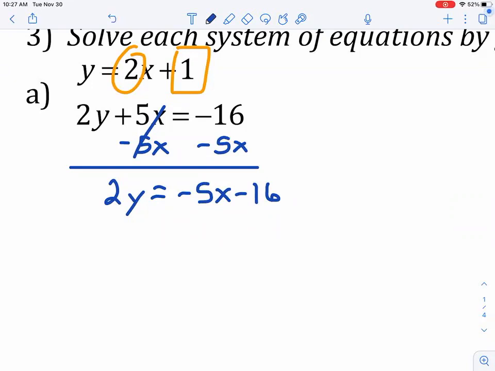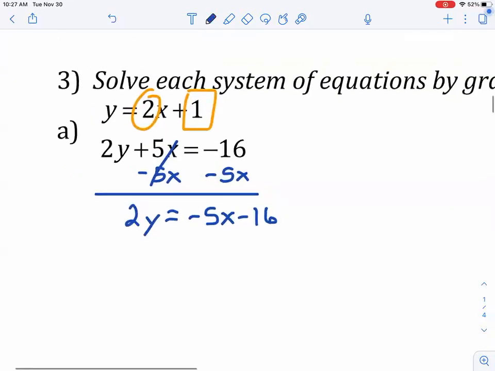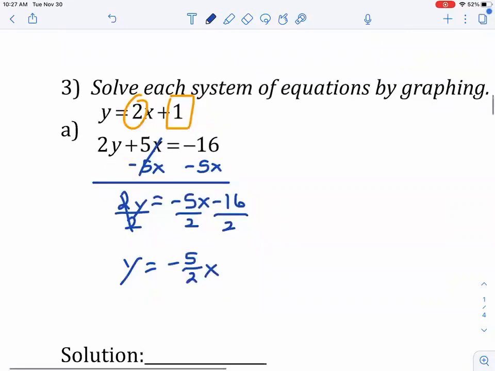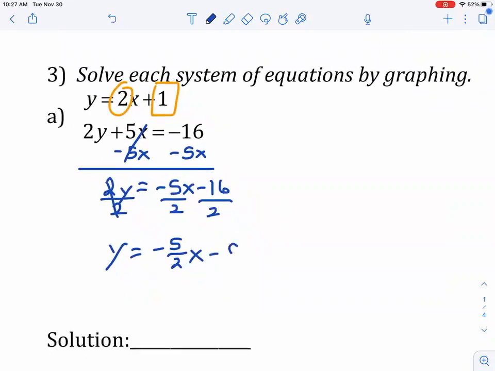So I have one more step, and I'm letting you guys catch up here. With the end goal that I want to solve this for y, so I'm going to need to divide everything by 2. And so I get y equals negative 5 over 2 x. Fraction is okay because I'm going to do rise over run. And negative 16 divided by 2 is negative 8.